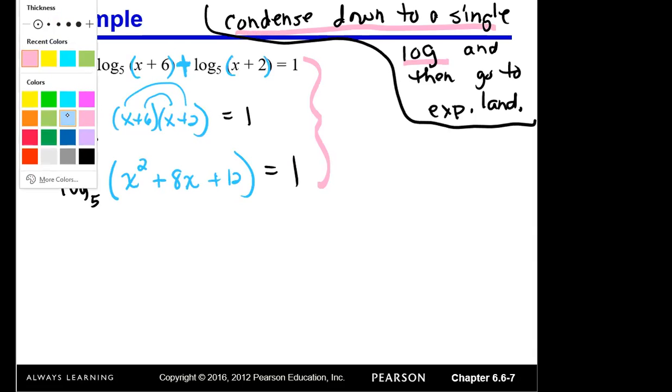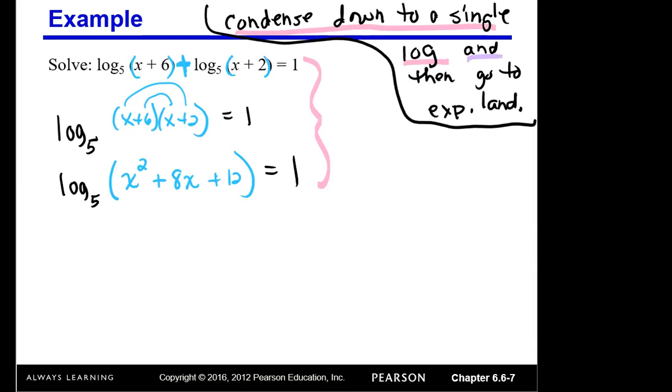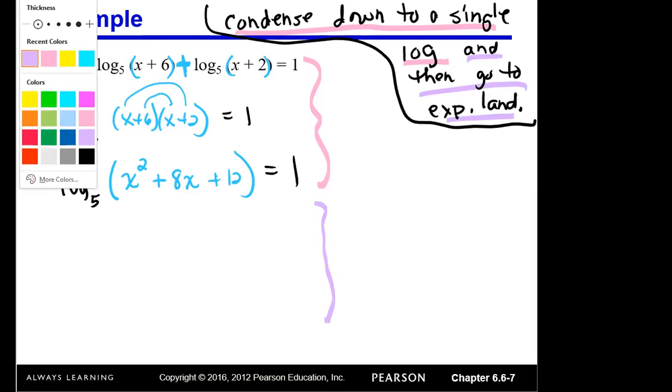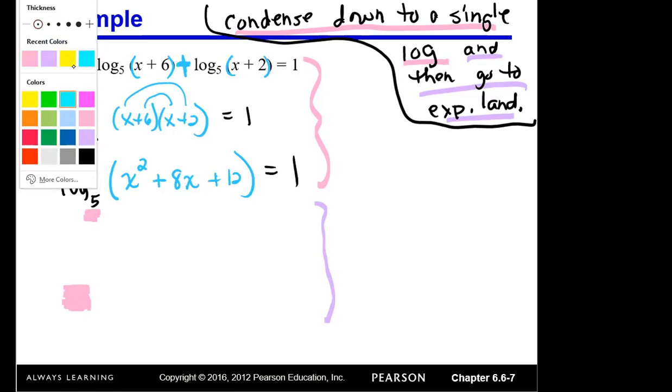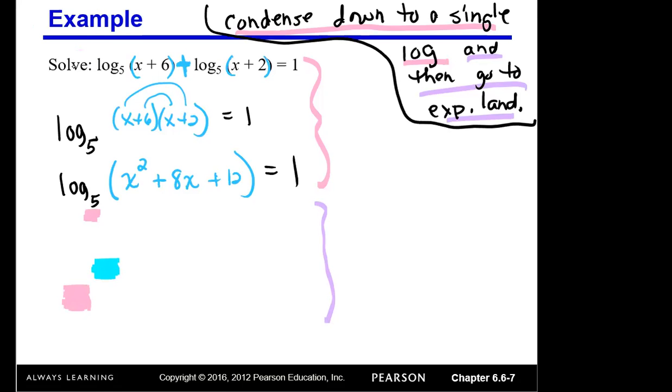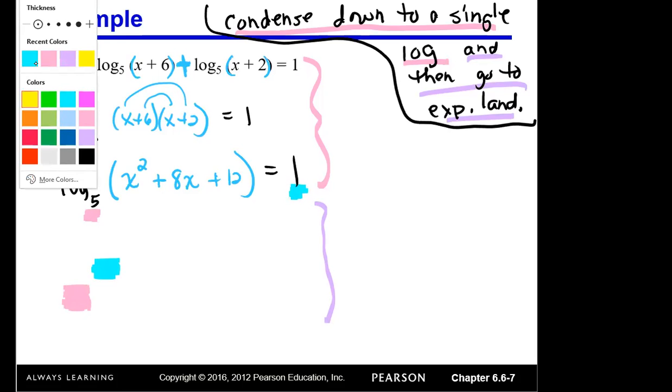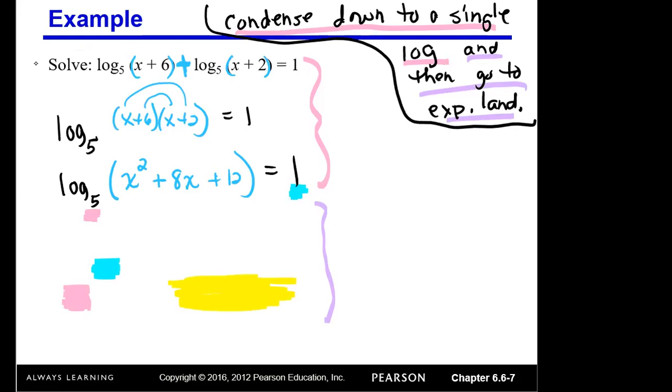And now I'm going to, and then go to exponent land. That's what I'm about to do. I'm going to convert it. So you start with the base. The base is the 5. Guess I should have used a different color. Oh well. Remember, the base is your 5. So that goes here. And then you're going to raise it to whatever the logarithm was equal to. That's this guy. And then that will be equal to whatever it was you were taking the log of.